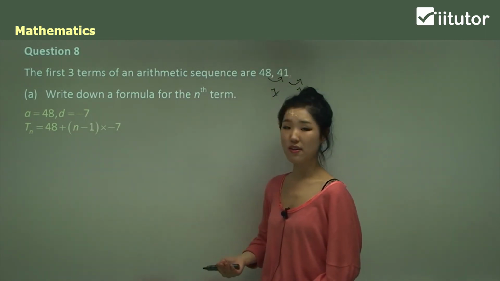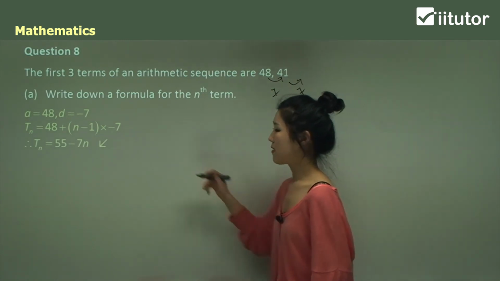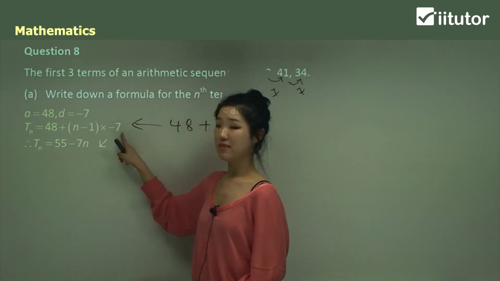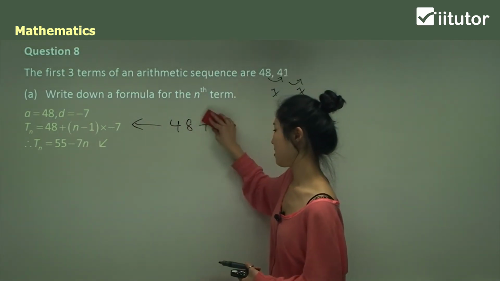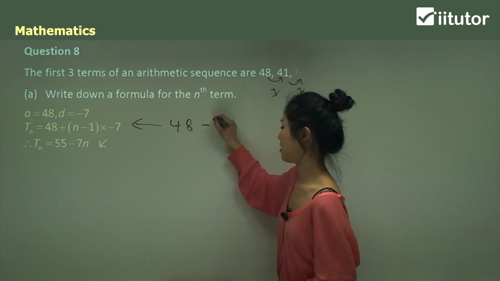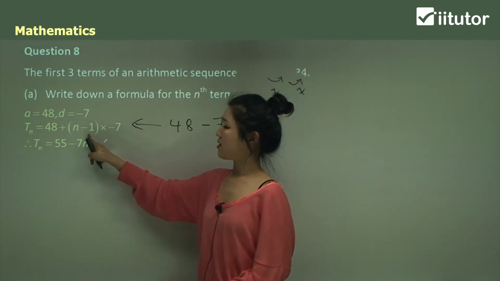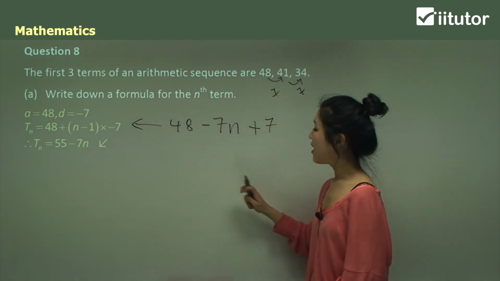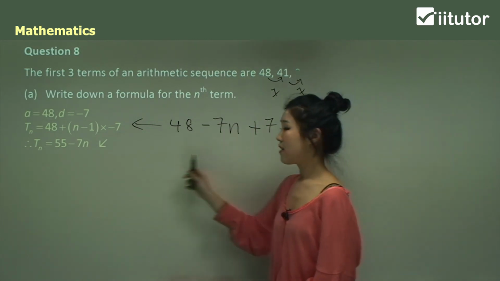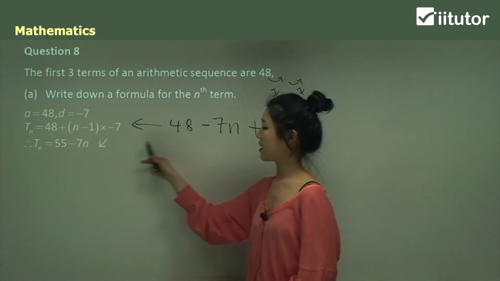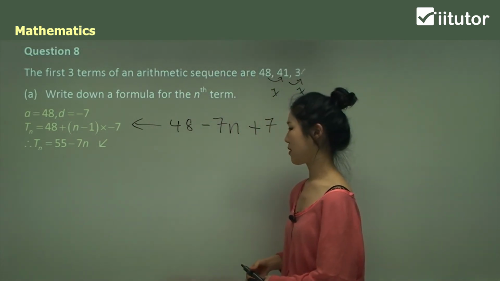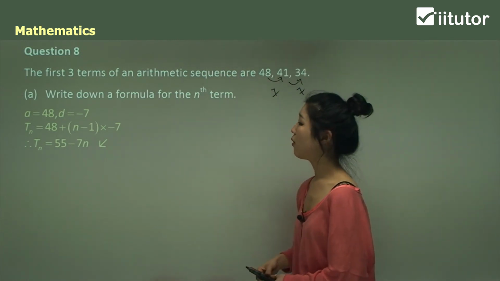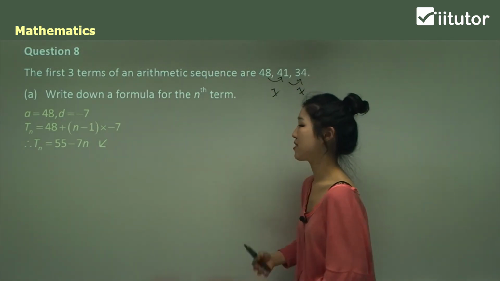To simplify that, guys, I'm going to have something like this. Well, basically, I'll simplify it for you. 48 plus, look, n times negative 7. So basically, it's negative 7n, isn't it? So instead of the plus, I'll put negative 7n. And then negative 1 times negative 7 is positive 7. So plus 7. Now 48 plus 7 is 55. And the negative 7n just follows. Alright, so that's why we have Tn equals 55 minus 7n. That's our general term. Or we can just call it a formula for Tn, or the nth term.